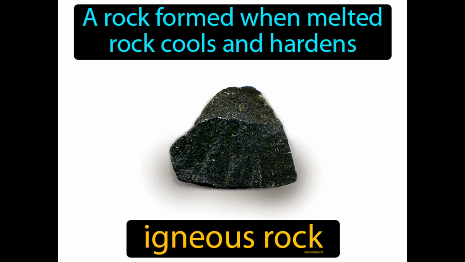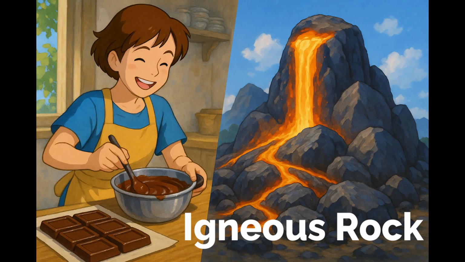A rock formed when melted rock cools and hardens. Igneous rock. In simple terms, igneous rock is created when hot, liquid rock from inside the earth cools down and becomes solid. Imagine trying to make a perfect batch of homemade chocolate by melting it down and letting it cool into solid bars. This process is quite similar to how igneous rocks are formed, as both involve a material transitioning from a liquid to a solid state.